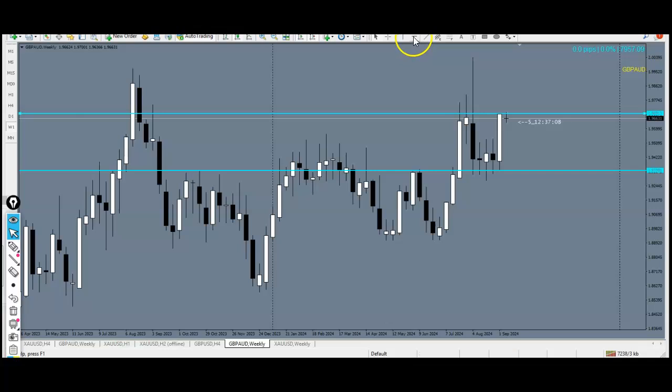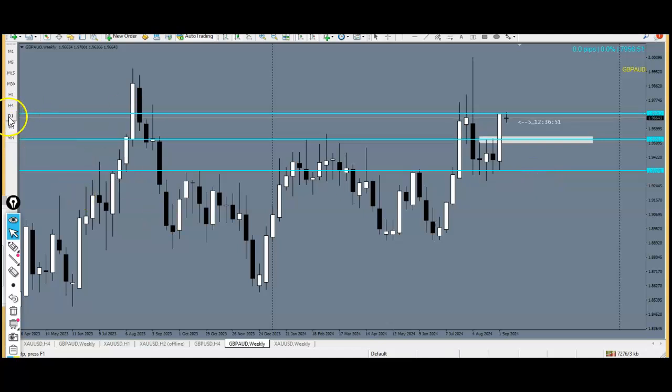Let me just mark this high as well, because it's a possibility that price could come into this zone here for this week, come into this zone and then go upwards, or come downwards and then continue downwards. So let's just see what will happen.